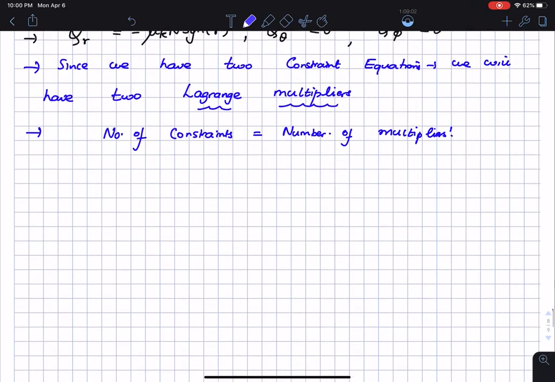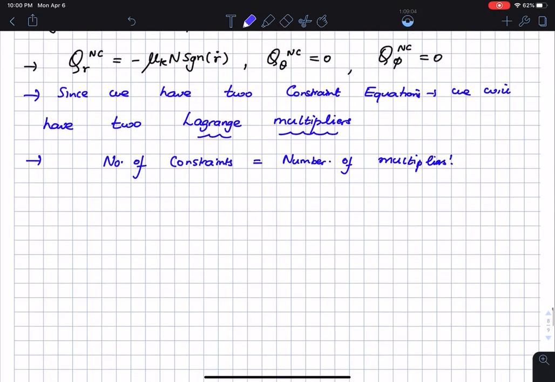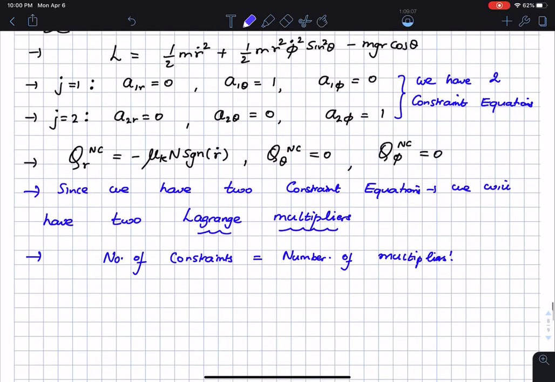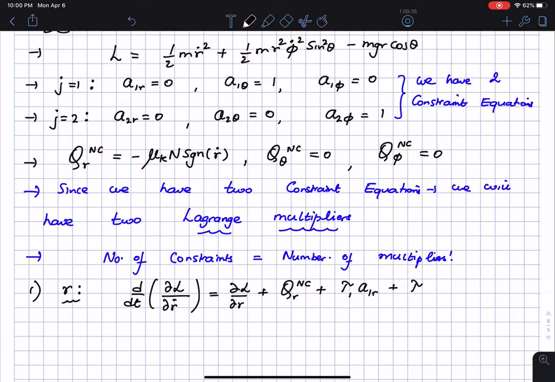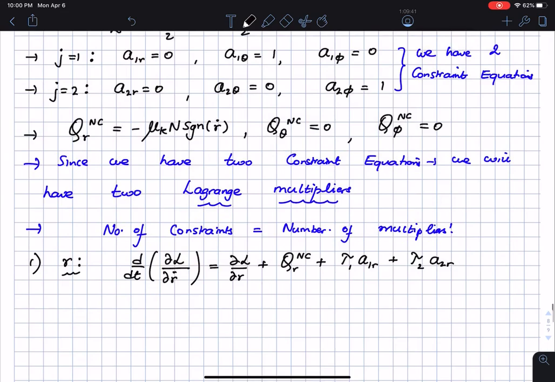All right, so we go forward, and we start looking at each of the equations from before. Let me start off with the first one. So the first one is the R equation. I have d by dt of dL by dr dot is equal to dL by dr plus QR NC, and then I'm going to start expanding this summation term from before, so that's going to be lambda 1 A1R plus lambda 2 A2R. That's the first one.